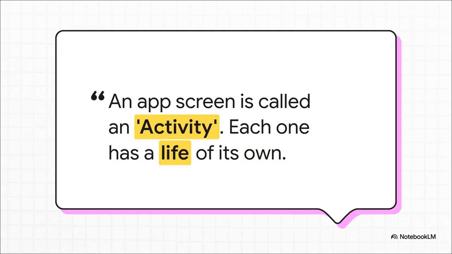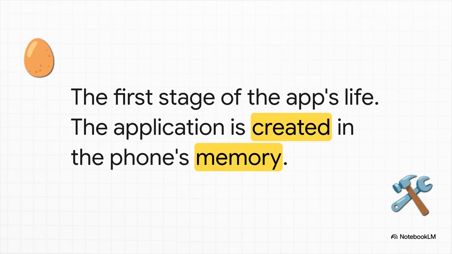Now, here's where things get really cool. In the Android universe, every single screen you look at has a name. It's called an activity. And what's wild is that every activity has a life of its own, a life cycle. It all kicks off the second you tap that app icon. Boom. That's onCreate. It's like turning the key in the ignition. The app is literally being born inside your phone's memory.